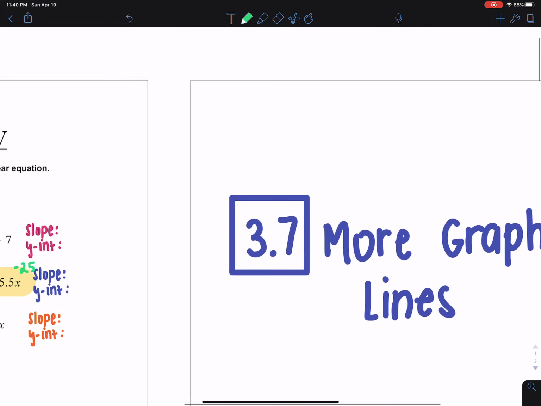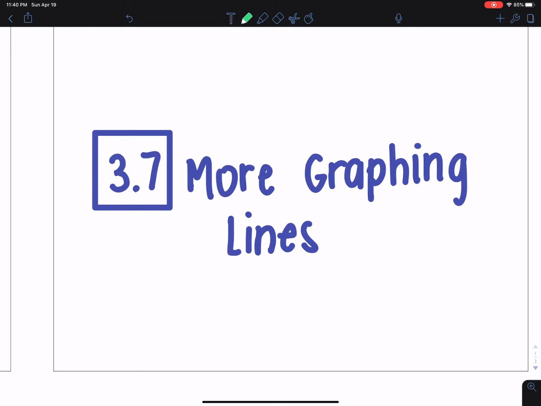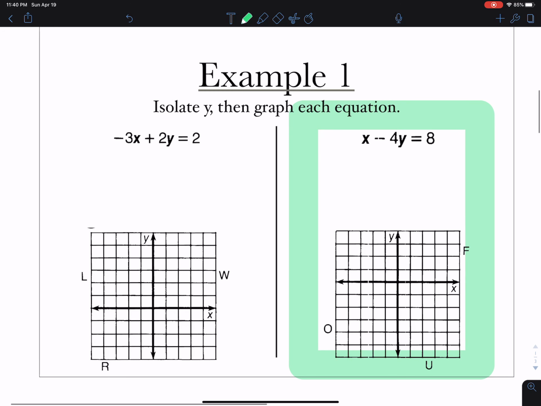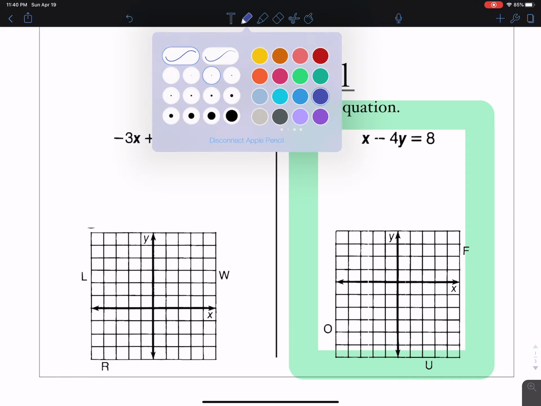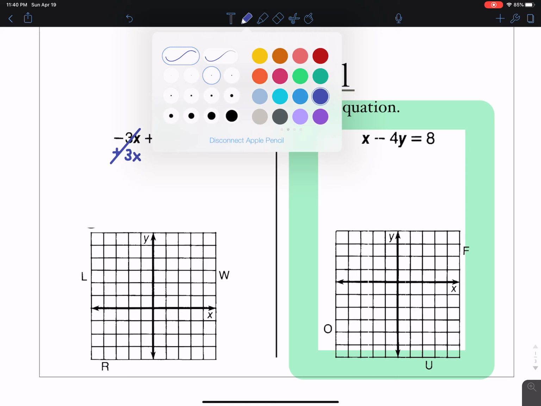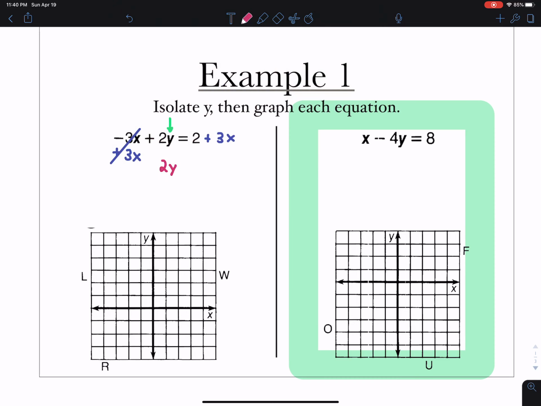Okay, so that's going to lead us into 3.7, which is more graphing lines. So with example 1, it says isolate y and then graph each equation. So here's y in our equation. In order to isolate y, we have to get rid of that negative 3x. We can do that by adding 3x to both sides. So it's going to cancel out on the left side. So we have 2y equals 2 plus 3x. And then we can divide the entire equation by 2 to get it into slope-intercept form.